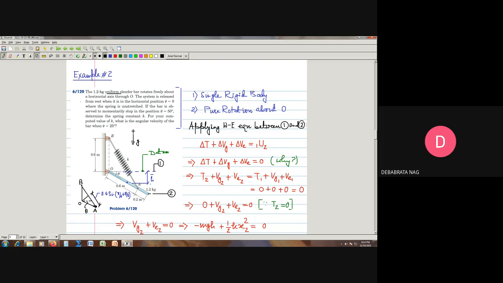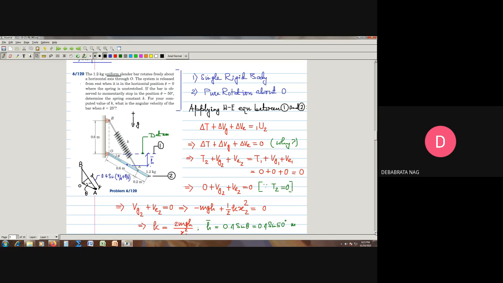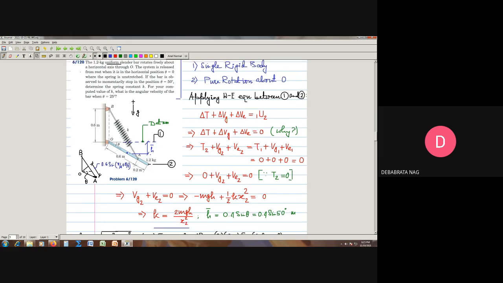So with the way we have chosen our datum, all this initial part is going to be 0. And at position 2, since the rod is observed to come to a halt, the final kinetic energy is also 0. As a result, we are left with a simple equation which tells us that at the final configuration, the gravitational potential energy of the system plus the elastic potential energy of the system are going to be equal to 0.